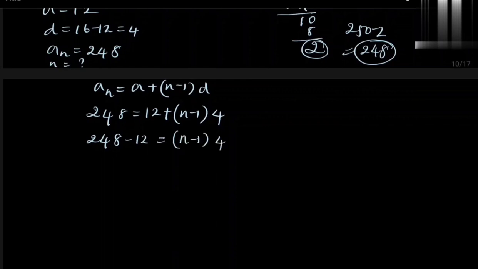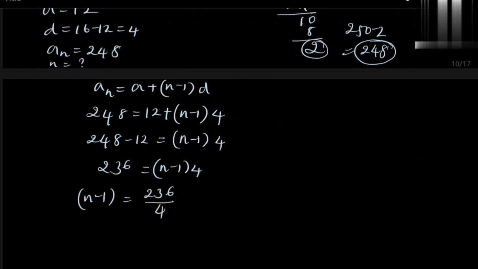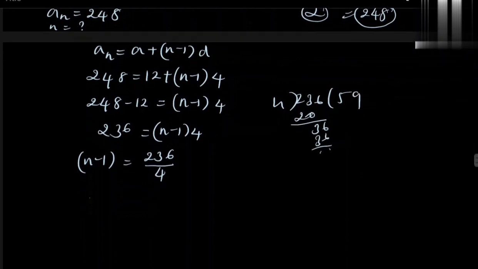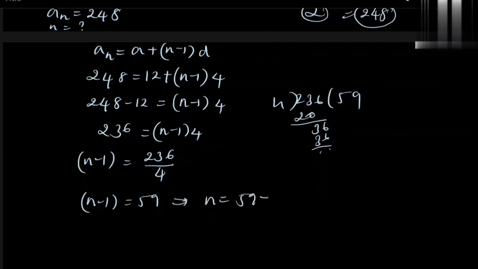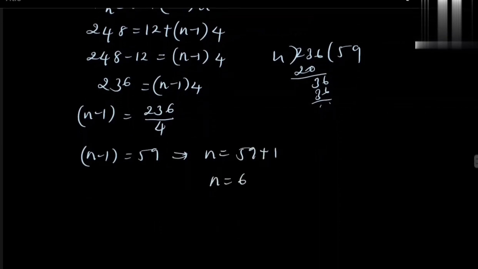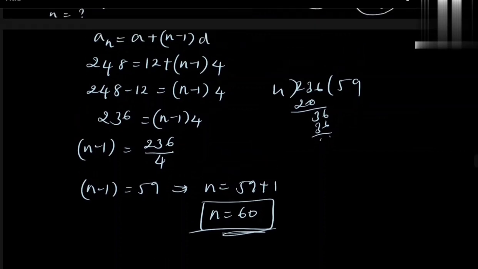So 248 minus 12 means 236 is equal to (n minus 1) into 4. So n minus 1 is equal to 236 divided by 4. So divide 236 by 4. 4 5s are 20, 3 6s, 4 9s are 36. So we got n minus 1 is equal to 59. That implies n is equal to 59 plus 1. So n is equal to 60.